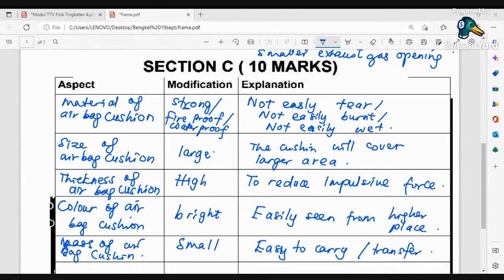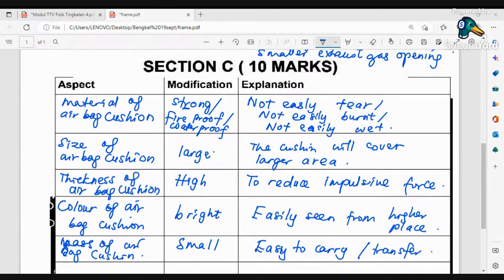So if you write in this form, you can see your answer clearly. The examiner also very happy to mark your answer. Okay. Tapi jangan terlalu ringkas. Contohnya aspect. Aspect you letak, you just tulis color saja. Or you just tulis mass. What mass or what? Okay, nak tulis lengkap. Tulis lengkap. Material of airbag cushion. Tak apa, berulang-ulang. Size of airbag cushion. Thickness of airbag cushion. Color of airbag cushion. Mass of airbag cushion. Biasa kan?